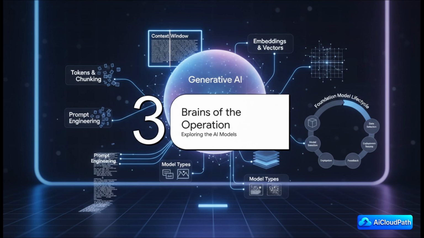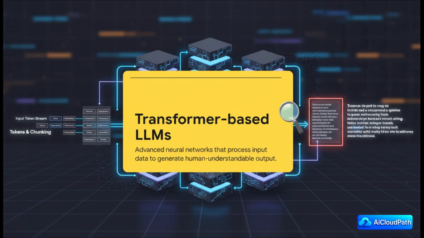Okay, so we've seen the raw materials and we've seen the translation process. Now it's time to go to the main floor and meet the real brains of the operation, the AI models themselves, the things that actually do all the thinking. The engine driving most of the AI we use today is something called the transformer architecture. These are the famous large language models, or LLMs for short. You can think of them as a kind of artificial brain. They take all those tokens and vectors we just talked about, process them, and then generate brand new human-like text. This is the core engine that makes tools like ChatGPT so incredibly powerful.